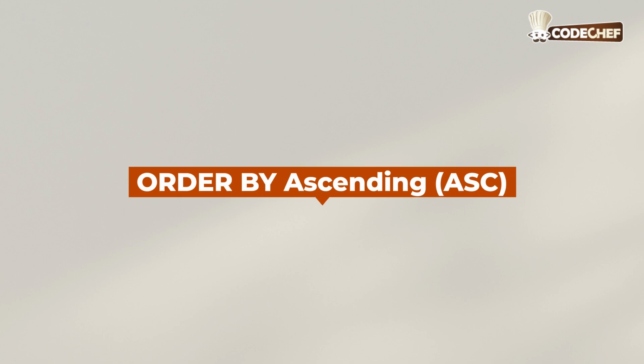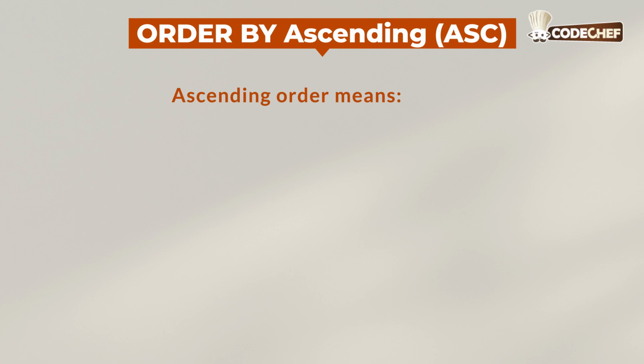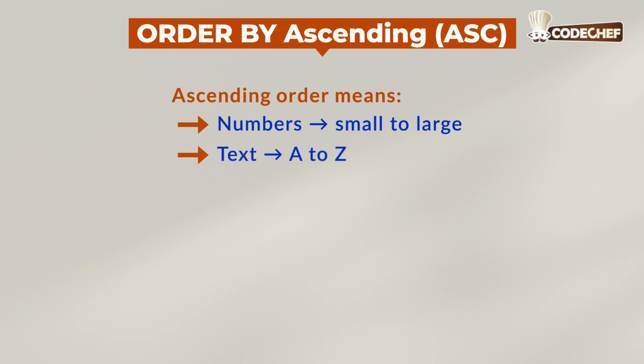Now, talking about the syntax, we can use order by in 2 different ways. First is order by ASC, which means ascending order. So we use this kind of syntax when we want to sort our data in ascending order. When we are performing the order by operation in case of numbers, then in case of ascending order, the numbers will be arranged from small to large. And if our data is in form of text, then it will be arranged from A to Z.